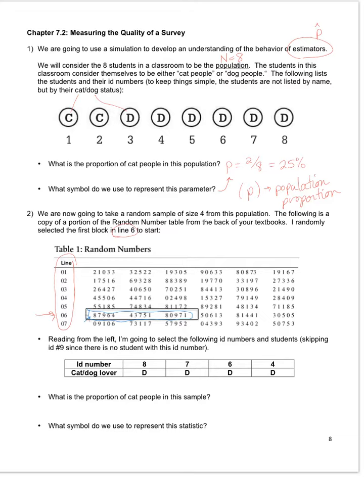All right, so reading from the left, I'm going to select the following ID numbers and students. I'm going to skip ID number 9 since there's no student with this ID number. So I've got 8, 7, skip the 9, 6, and 4. Here are those ID numbers right from that line in the random number table. Now we look back up to our population, and we can see that ID number 8 is a dog person, ID number 7 is a dog person, 6, and 4. We've got all dog people, so that's how we filled in this bottom row of the table.